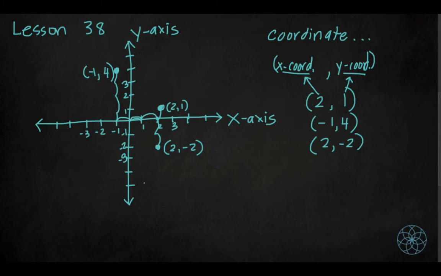And one last one. Let's try to do one in the third quadrant. How about a -3, -1? 1, 2, 3, 1. We'd end up about right there.